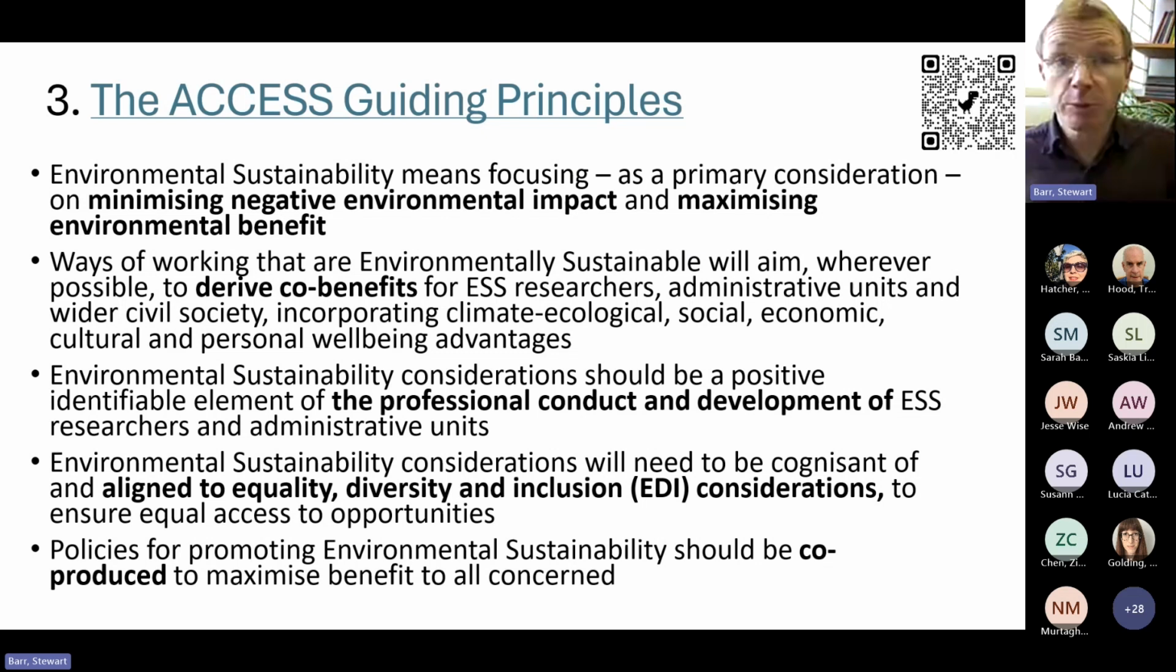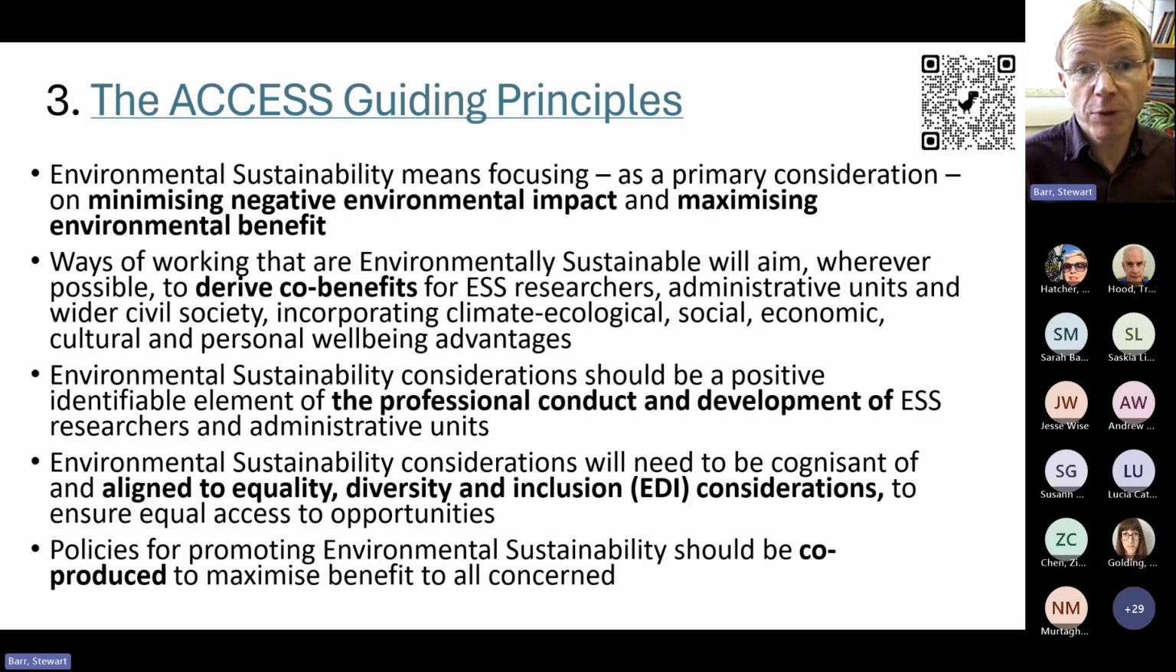These guiding principles were developed a couple of years ago, as Sarah said, by a team who were working on environmental sustainability, which is the focus of this slide, equality, diversity and inclusion, and knowledge co-production. And I'm focusing today on environmental sustainability because the talk is about decarbonising travel in the workplace. So not surprisingly, the environmental sustainability principles are about minimising environmental impact.